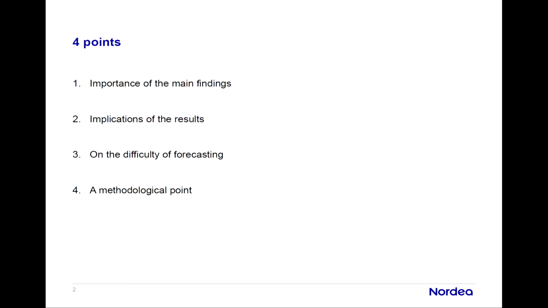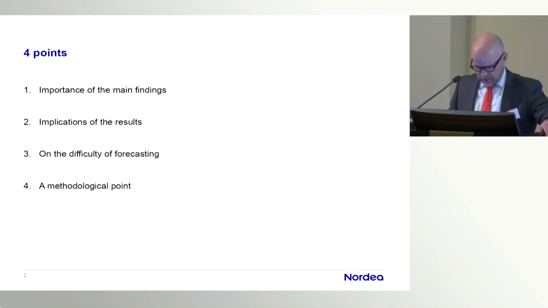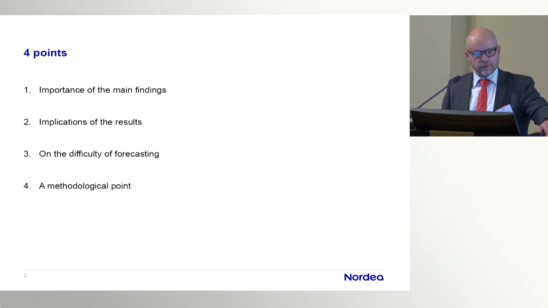The other two points are rather brief. Number 3 is about the difficulty of forecasting. In the central bank context, this is an important point because monetary policy should be conducted for future purposes. We should try to target and see what is happening around the corner. That's why forecasting is particularly important for central banks. And the fourth is a brief methodological point.